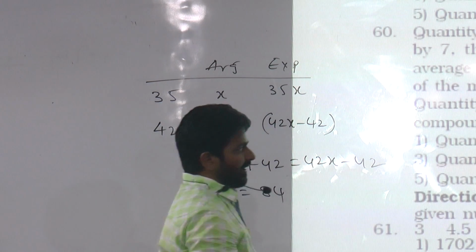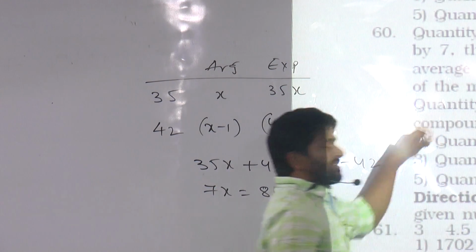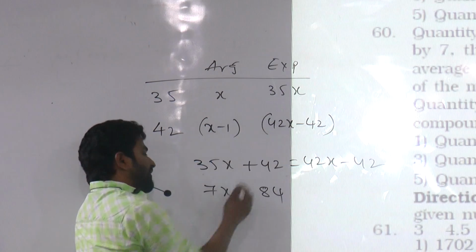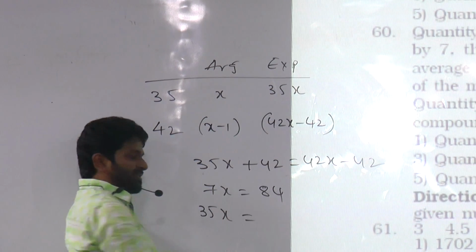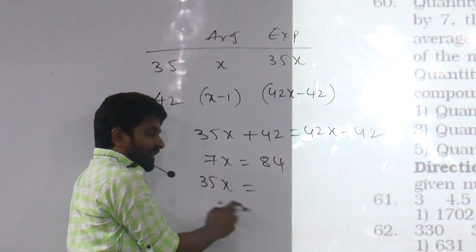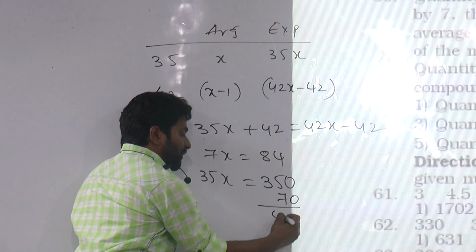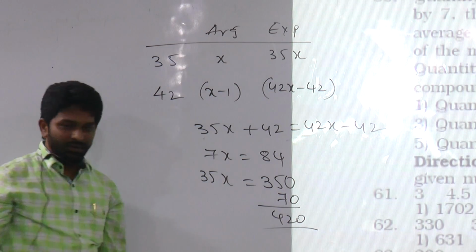What is your question? Find the original expenditure. Original expenditure is 35X. Let me calculate 35X here. 7 12 times is 84. 35 12 times: 35 10 times is 350, 35 2 times is 70. Total 420. So quantity 1 is 420.